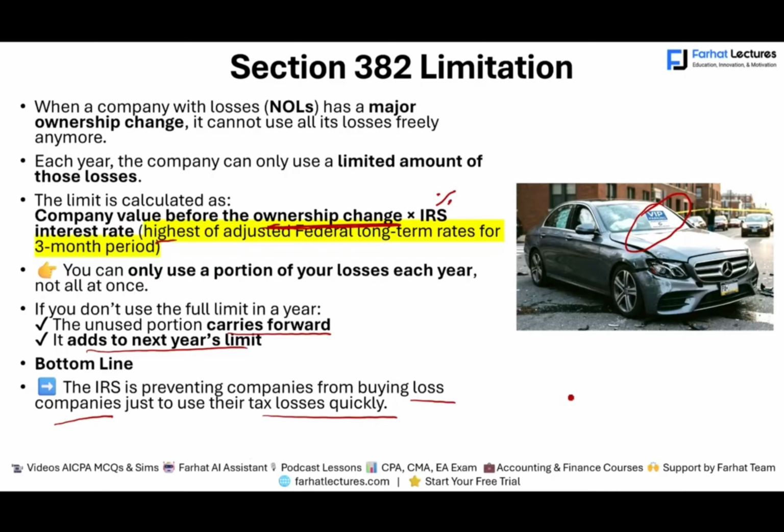Because the NOL is a good thing for a company that's profitable, because you could use the NOL to reduce your taxes down to 0, and the IRS says, no, you can't do that. If there's a major change in ownership, which we just defined, then you are limited. Let's look at an example for that limitation.